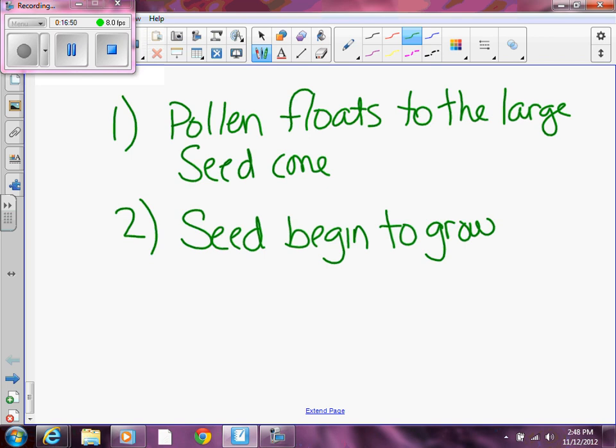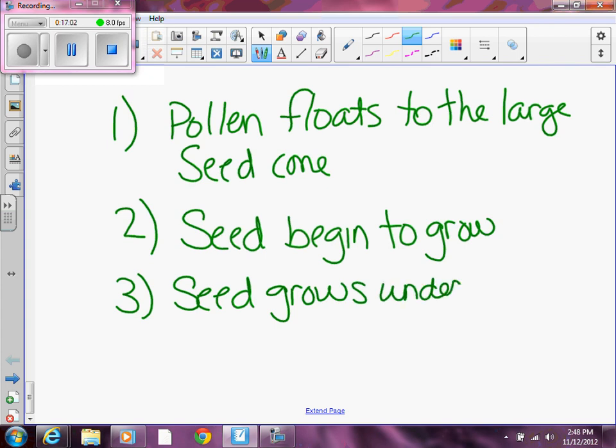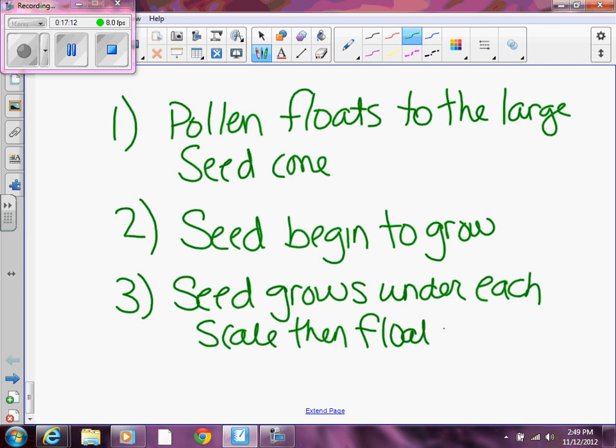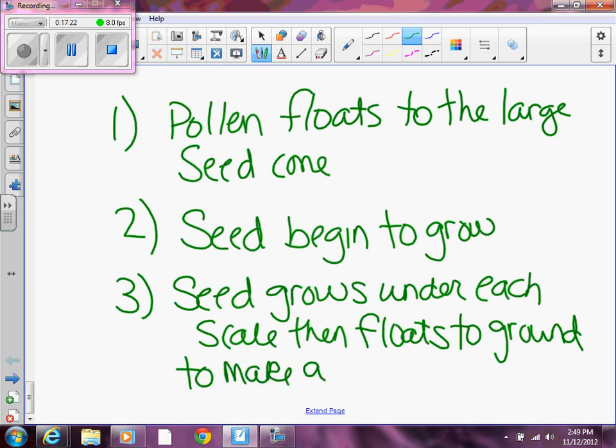Yep, when it grows, a seed grows under each scale. It grows under each scale. And then floats to the ground. Make a new plant. When conditions are right.